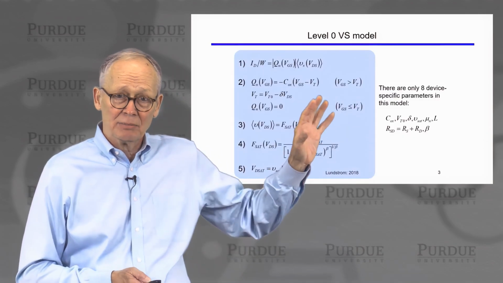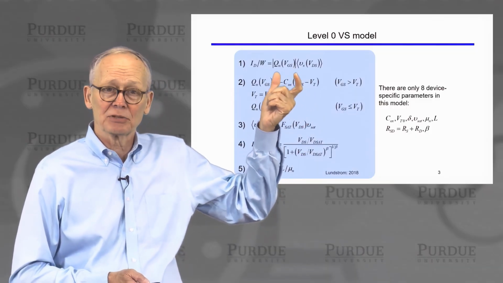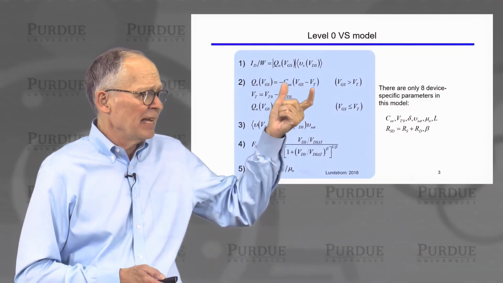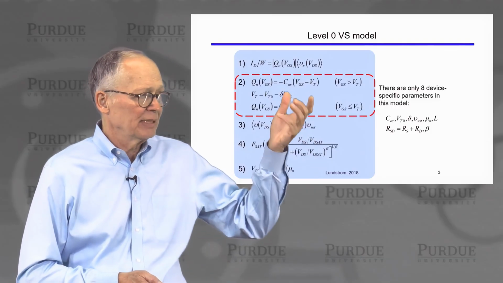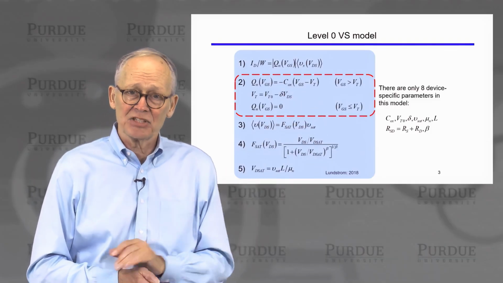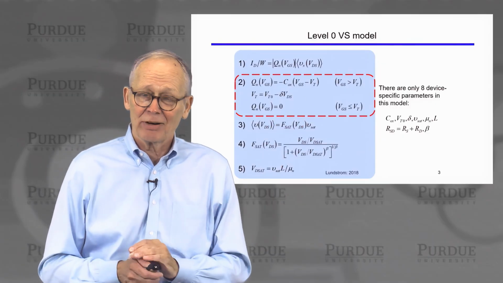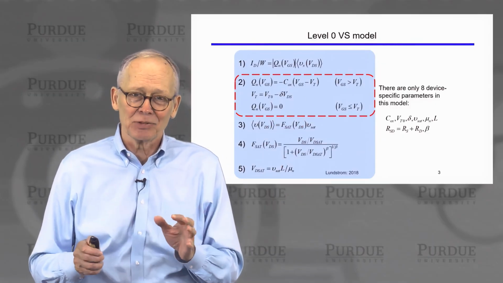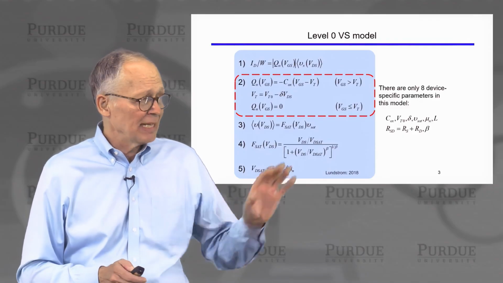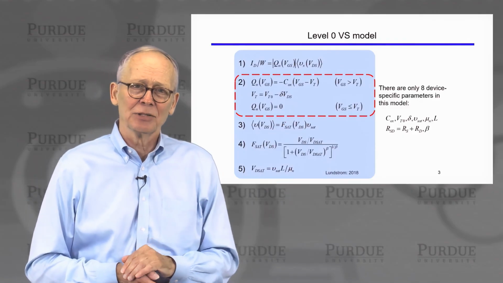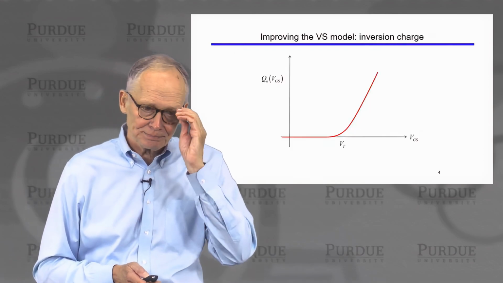Okay. The model is summarized here. It begins by describing current as proportional to charge times velocity, and then we describe the charge in this very simple way. Above threshold, it's minus Cox times Vg minus Vt. Below threshold, it's 0. All right, we now have a much deeper understanding of mobile charge versus gate voltage, and we can use that understanding to improve this model and really make it a very significant improvement.